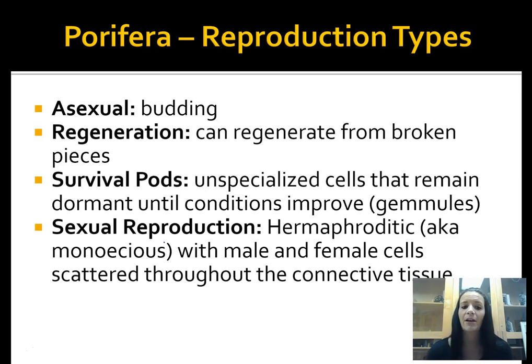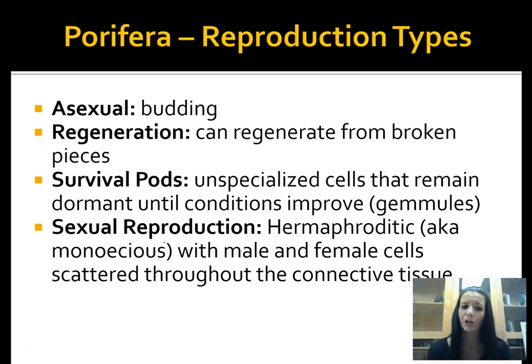They're unspecialized cells, and those remain dormant until the conditions improve. So once again, if there was a natural disaster or something that happened, once the waters are safe for the regeneration or the regrowth of a sponge, those cells will regrow into a sponge.